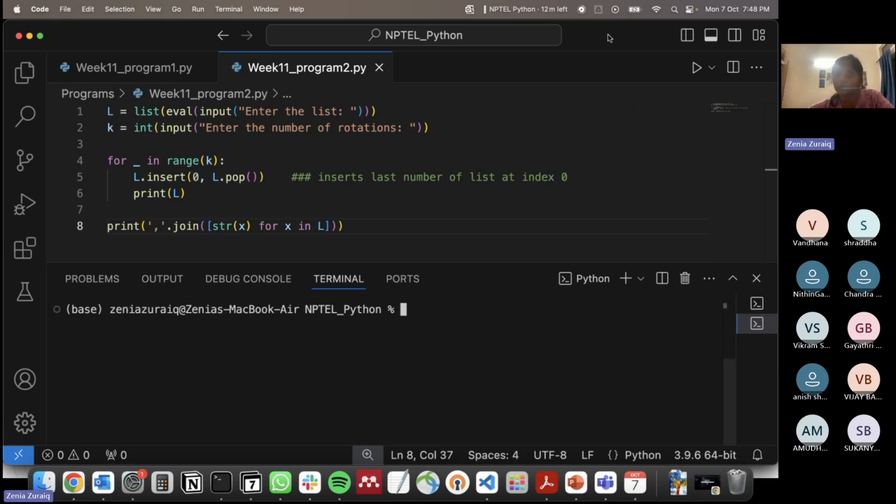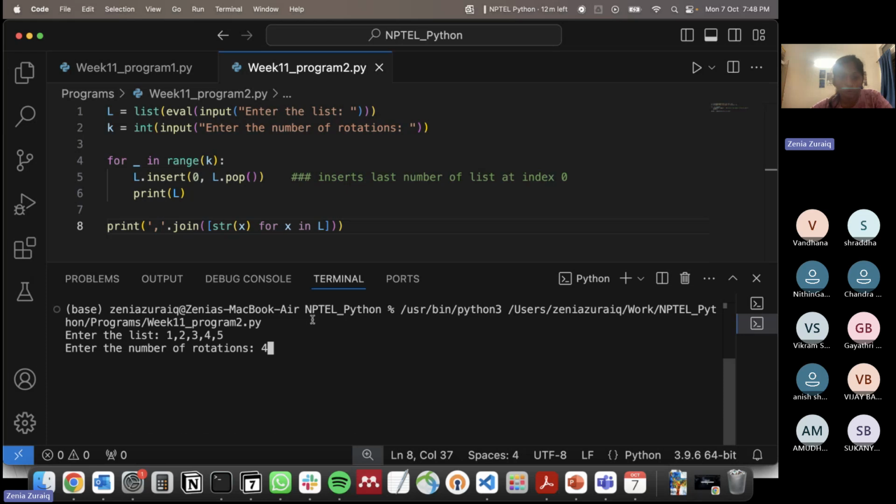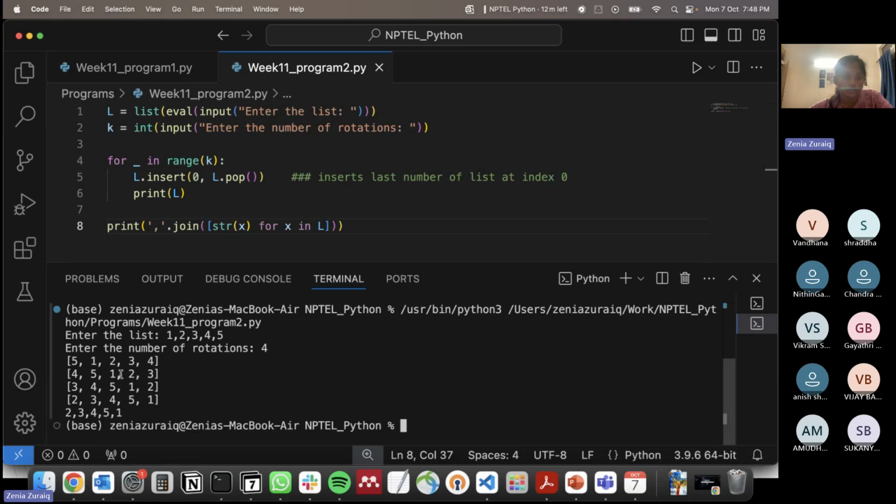Let's just try running this program. Let's give 1, 2, 3, 4, 5, and let's put 4 rotations. You can see that in the first rotation, it becomes 5, 1, 2, 3, 4. Then it becomes 4, 5, 1, 2, 3. Then 3 goes to the beginning: 3, 4, 5, 1, 2. Then it goes back to 2, 3, 4, 5, 1. So finally it's 2, 3, 4, 5, 1.